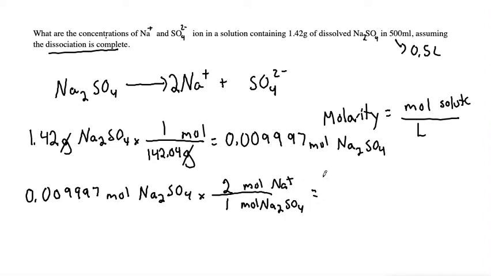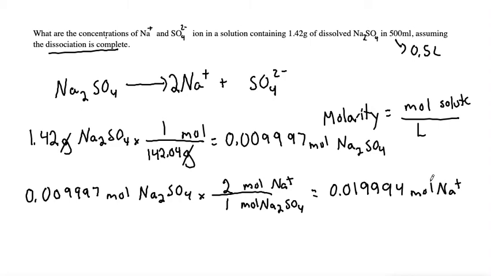So multiplying that out gives 0.019994 moles of Na+. So you might be thinking, wait a minute, how can I get more moles of my ions than what I started with?